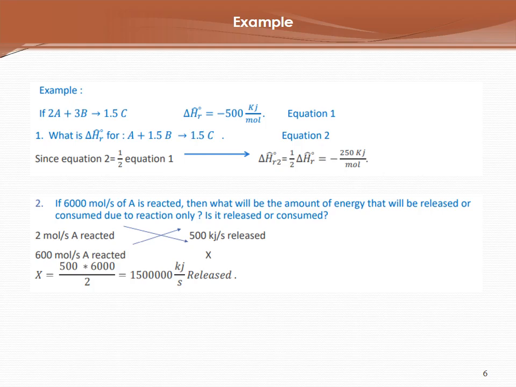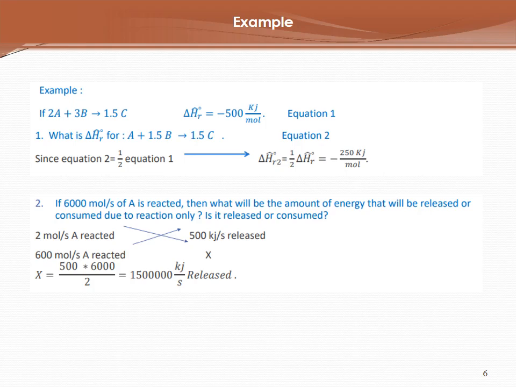Similarly, let's look at the second problem. If 6000 moles of A is reacted, then what will be the amount of energy that will be released or consumed due to reaction only? Now the question is, is it released or consumed? Here we know that when 2 moles of A react, 500 kilojoules are released. So what happens when 6000 moles react?